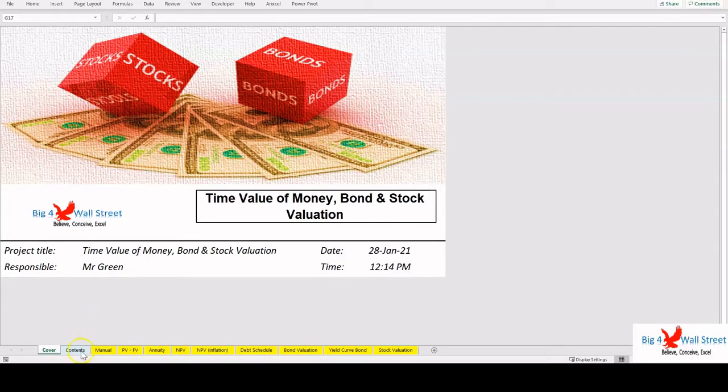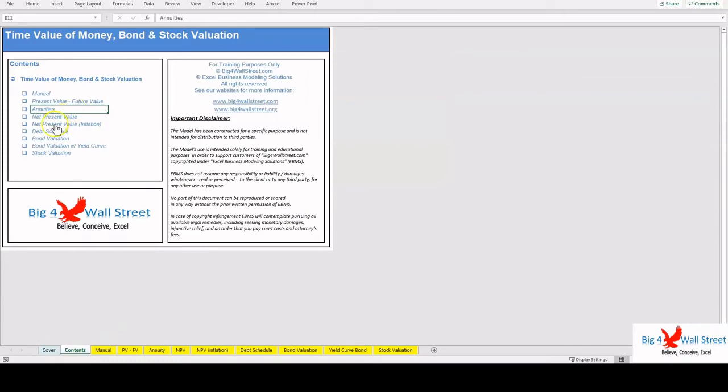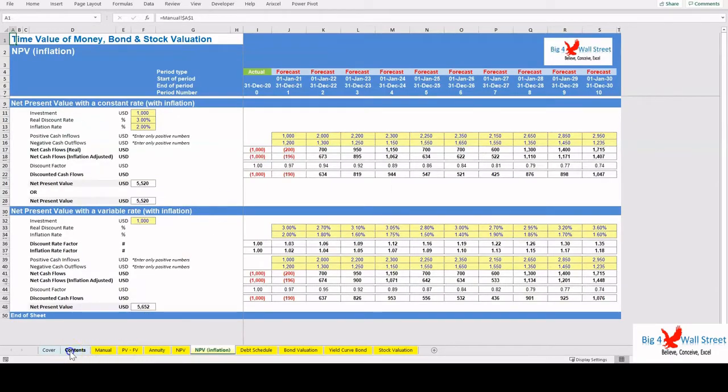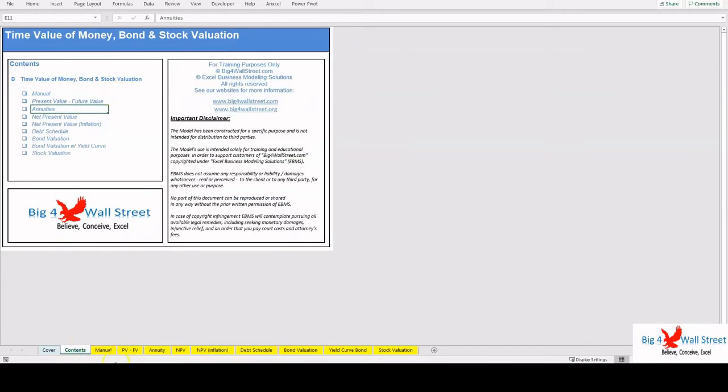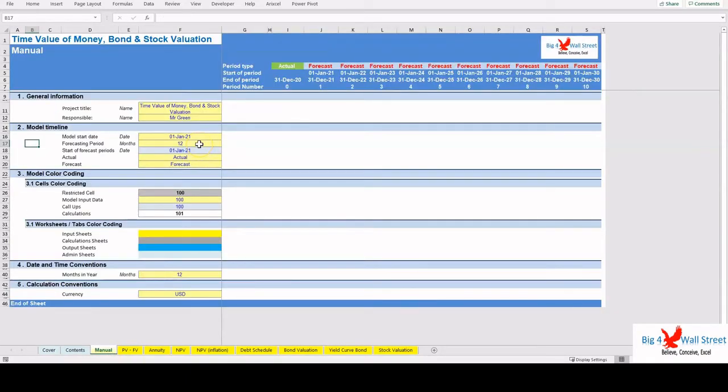So, a quick overview of the model. In the Contents tab you can see the structure of the model and by clicking on any of the headlines, you will be redirected to the relevant worksheet. On the Manual tab you can feed the general information for the model such as model name, responsible, timeline of the model and date and currency conventions. Additionally, there is a description of the color coding of the model in the same tab.